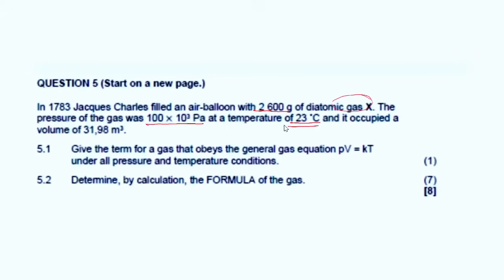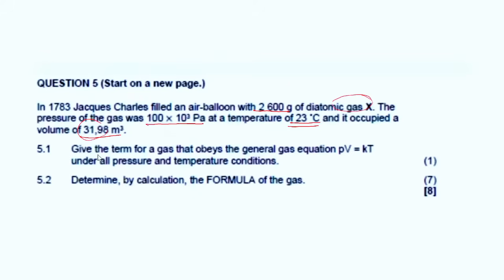We know that our temperature should be in kelvins. So there's a conversion that will take place here. And it occupied a volume of 31.98 meter cube. So this volume here is in meter cube, so we know that it is in the correct SI unit.